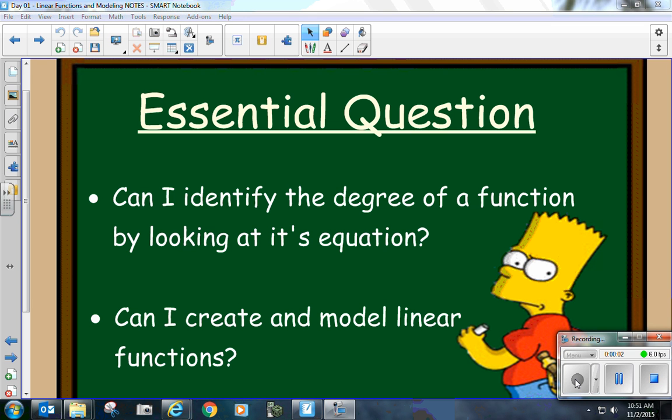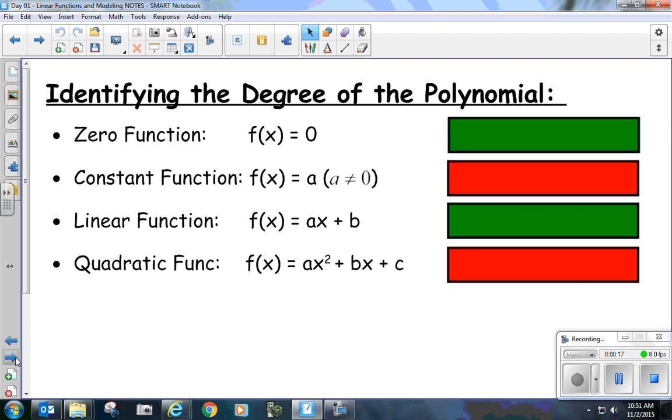All right. Number one, can I identify the degree of a function just by looking at its equation? We should be able to. And more importantly, can I create and model linear functions? These are the big things that we're going to go over today. So, identifying the degree of a polynomial.